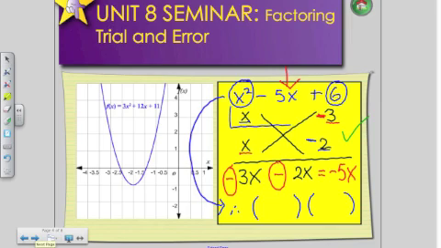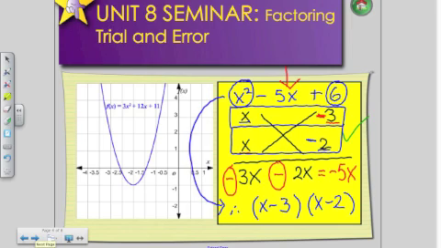Whatever is on your top line of this process showing your work goes into your first binomial. Whatever is in your bottom line goes into another binomial. And now you can check your answer by doing FOIL, like I taught you in Unit 7. X times x, if you do FOIL on this equation, you should get your original equation. Okay?